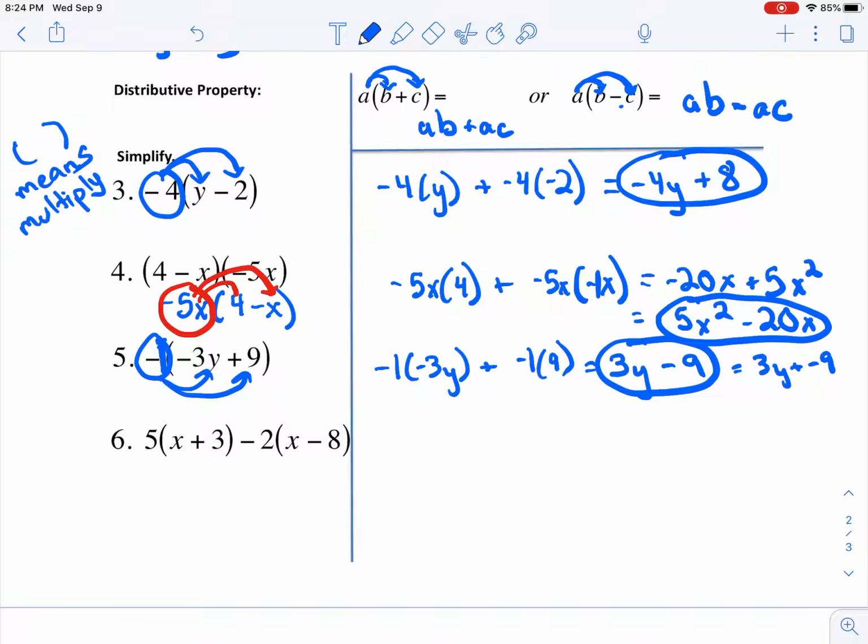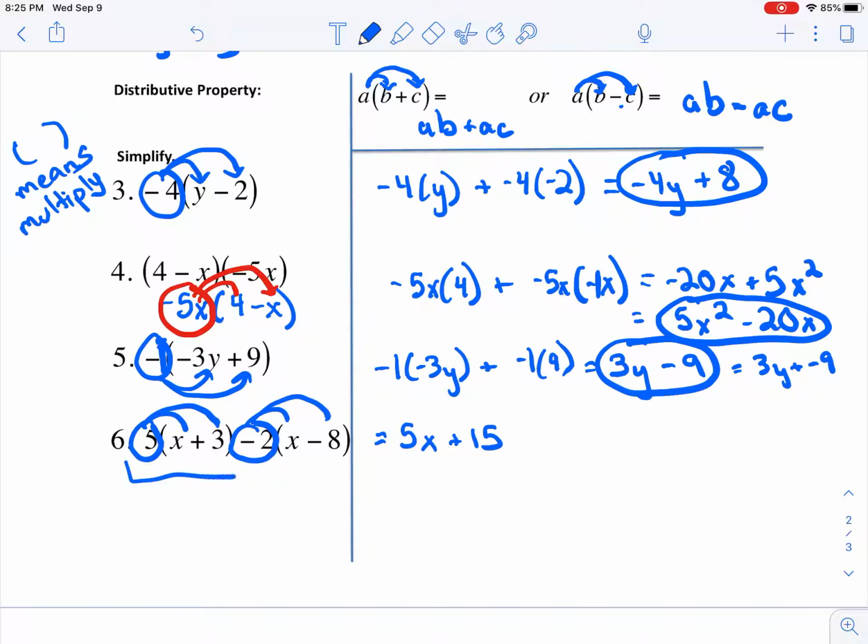And then our last example for the day is number 6. This one, as it looks, is a little bit more complicated. They get a little more complicated as we go. This one has 2 sets of distributive property that then after we're done, we're going to combine. So 5 times x, 5 times 3, and -2 times x, and -2 times -8. So now, perhaps I'll show you what maybe we'll do more in the future, or that some of you can do right now, is take 5 times x, that's 5x, and 5 times 3 is 15.